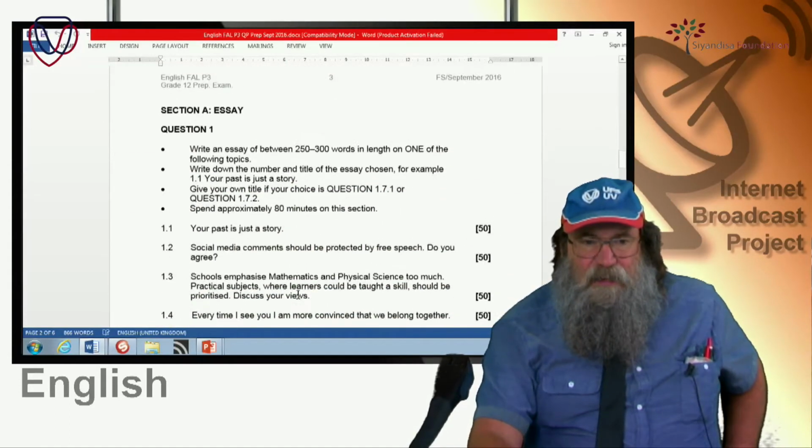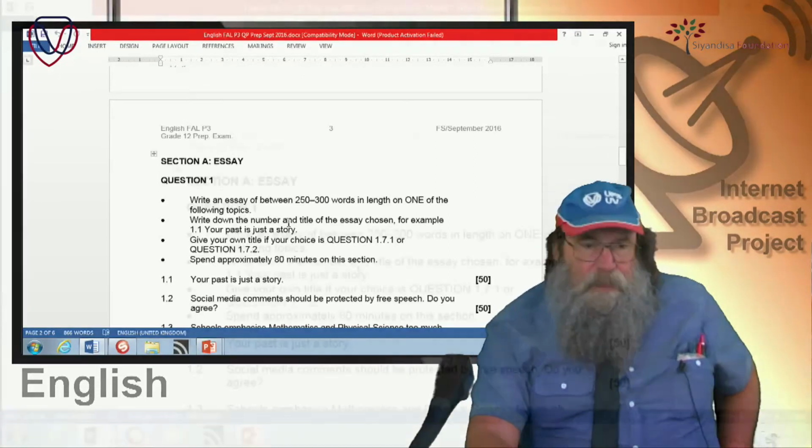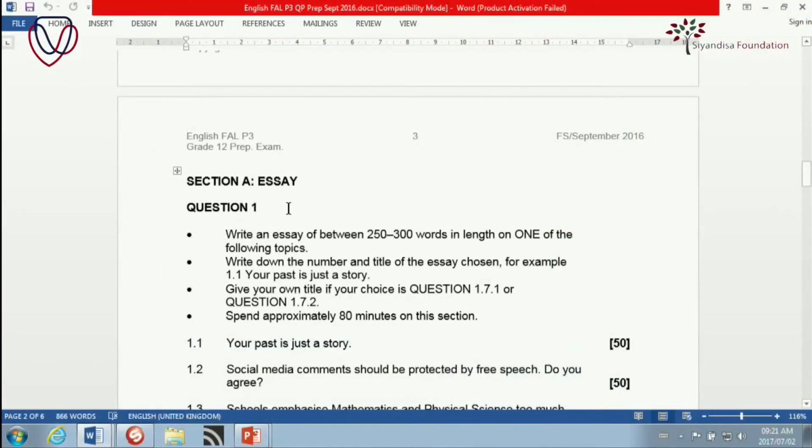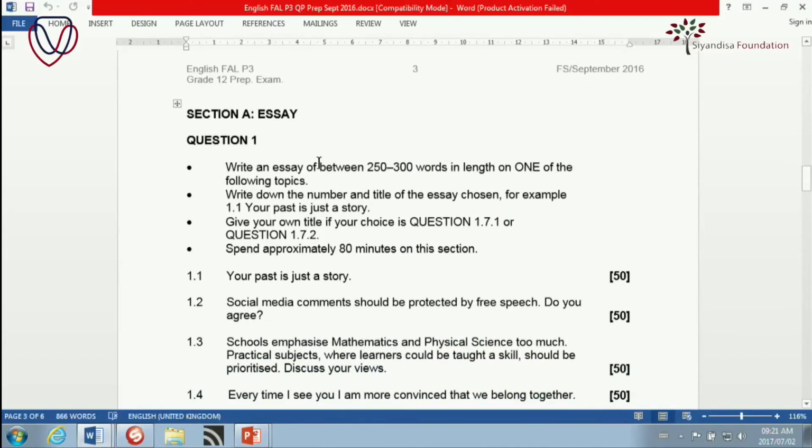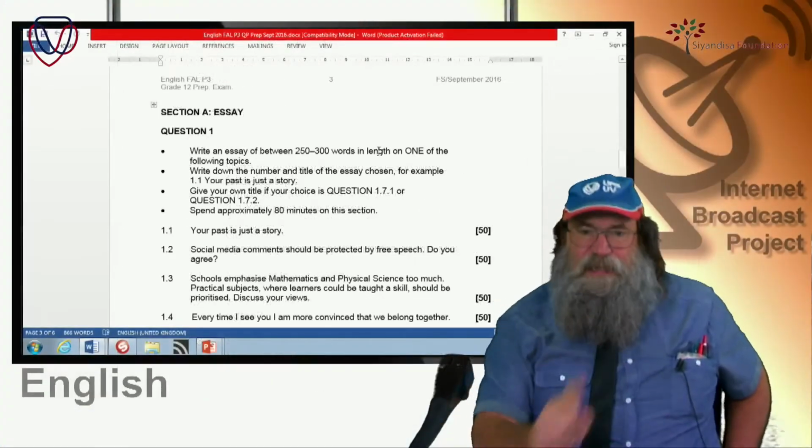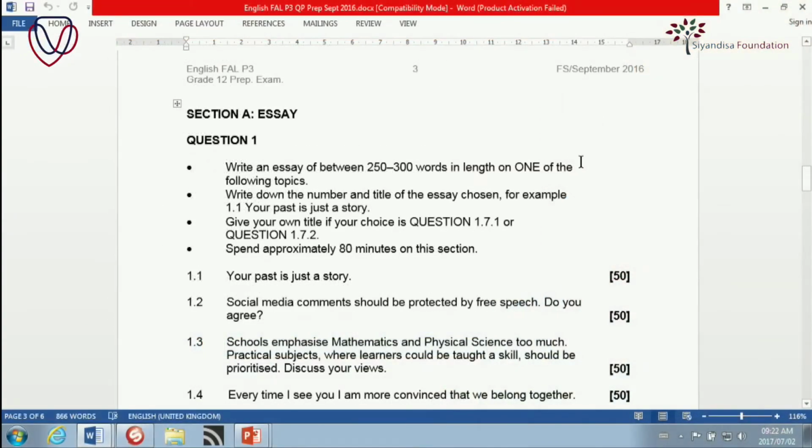All right, and here we are. Once again, we'll go through the instructions. Question one, essay. We've got here, write an essay of between 250 to 300 words in length. You see that? The word limit is specific. Stick to it. On one of the following topics. Write down the number and title of the essay chosen. For example, 1.1, Your Past is Just a Story. Give your own title if your choice is question 1.7.1 or question 1.7.2. Spend approximately 80 minutes on the section. We have already seen that.